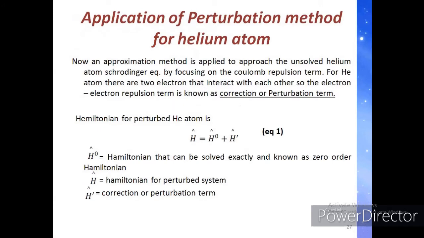Now we can apply the perturbation method to the helium atom. Let us apply this theory to the helium atom. Here the main disturbance or perturbation is due to the electron-electron interaction, and this electron-electron interaction is called the correction or perturbation term. First of all, as we did in the variation principle also, we have to write the Hamiltonian terms. So here also we are writing the Hamiltonian for our system.